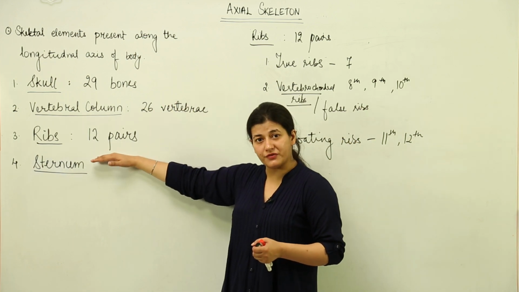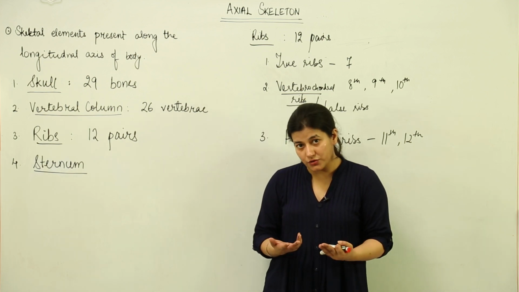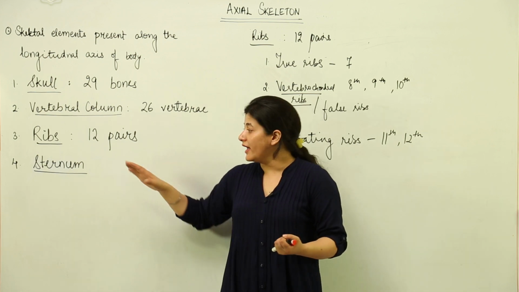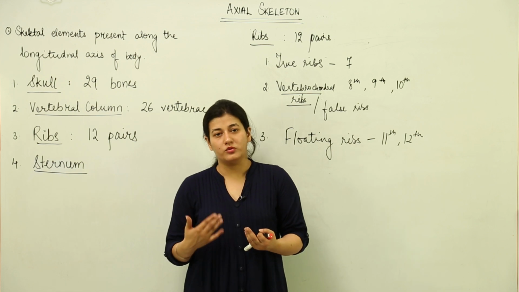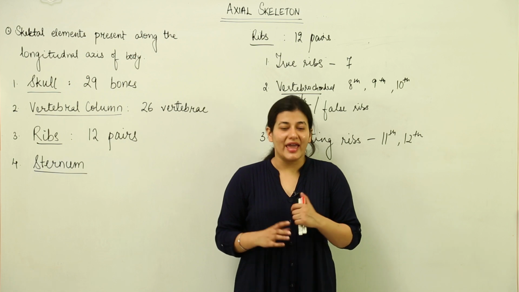Then there are 12 pairs of ribs which originate from the 12 thoracic vertebrae and come and join to the sternum, not all of them, but profusely they do. And the last one is the sternum. Sternum is the frontal bone, the flat bone which is present towards the ventral side. So this is all about the axial skeleton.